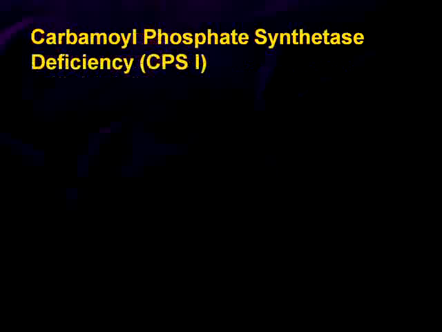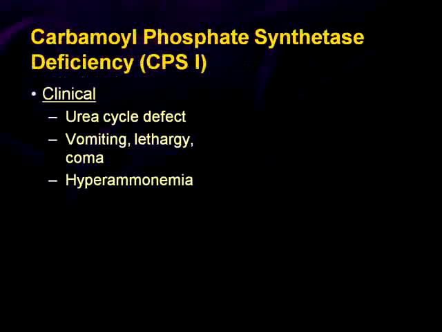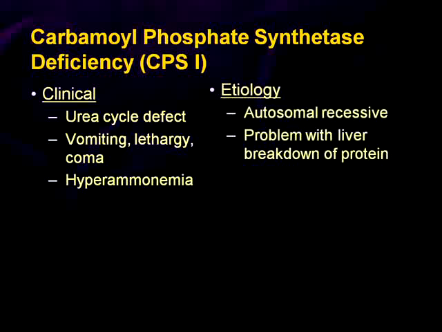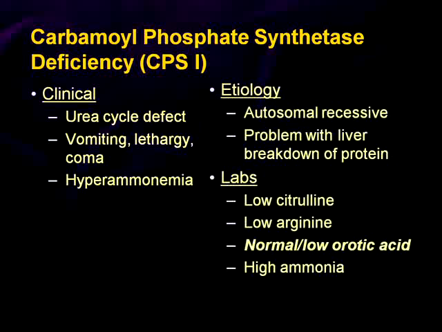All right, so now we're going to start at the very beginning. Carbamoyl phosphate synthetase, or CPS deficiency. Again, urea cycle defect, vomiting, lethargy, coma, high ammonia level. It's recessive, and you're having problems with breakdown of protein. You're going to have a low citrulline, a low arginine, a normal or low orotic acid, and a high ammonia.